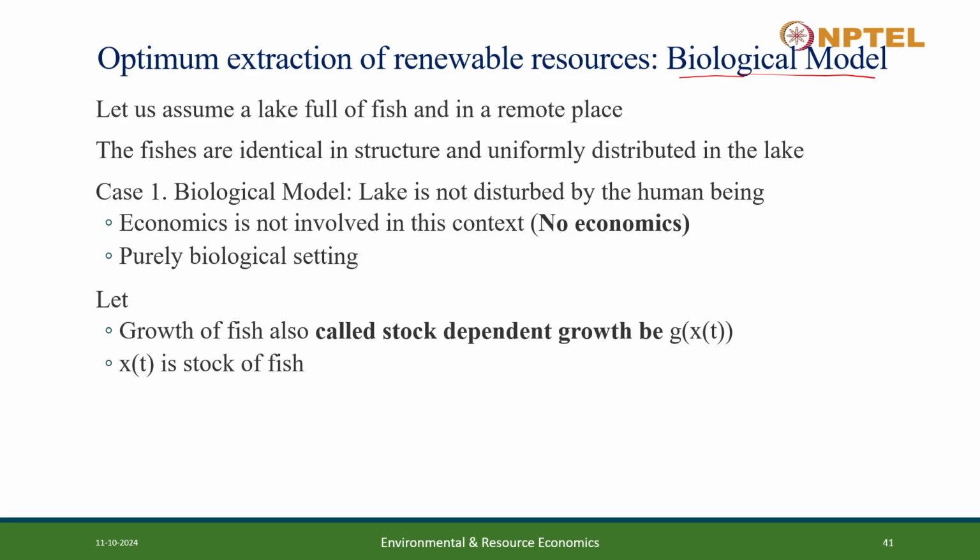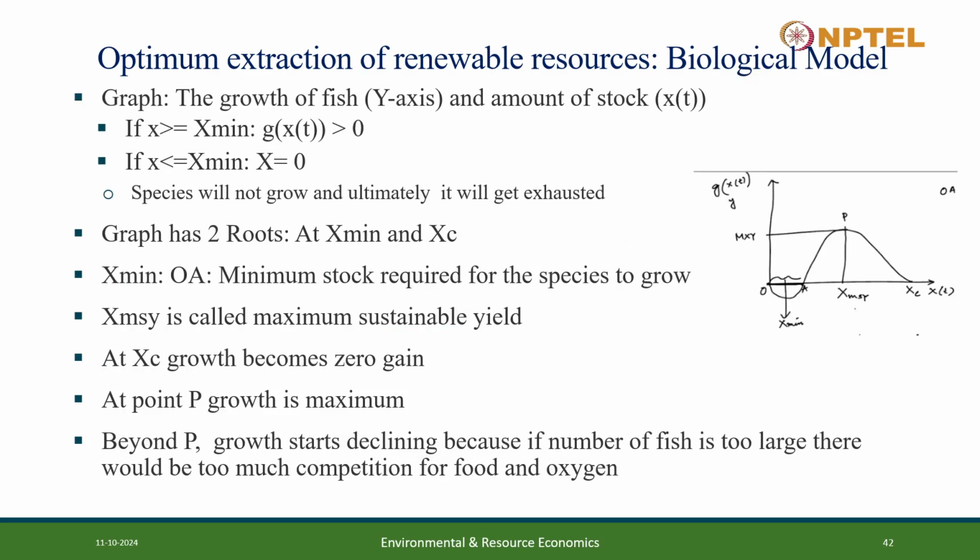Now let us assume a lake which is full of fish at a remote place. The fish are identical in structure and uniformly distributed over the lake. And in case 1, it is not disturbed by human beings. There is no economy involved, and it is a purely biological setting. So now the growth of fish is also called stock dependent growth, because the growth of fish will be dependent on the stock of fish, where x_t is the stock of fish, that is, how much fish is there in the pond.